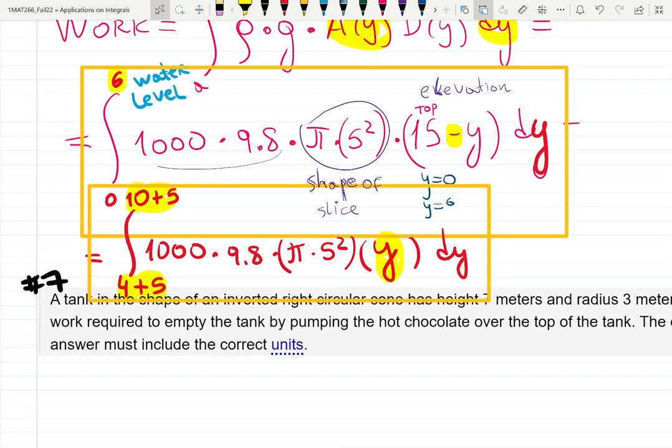And then integration is simple. I'm not even going to the integration part, because integration is just 15y minus y squared over 2 multiplied by all the constants. And you get the exact answer and happily move on. The answer is in joules. Joules, yes.